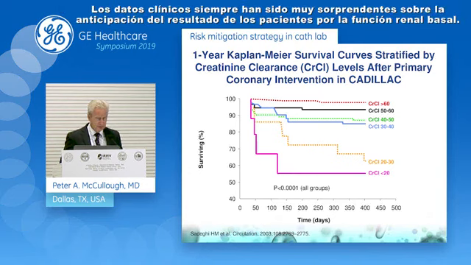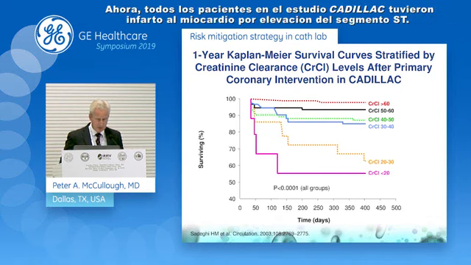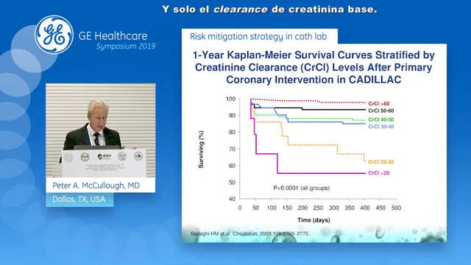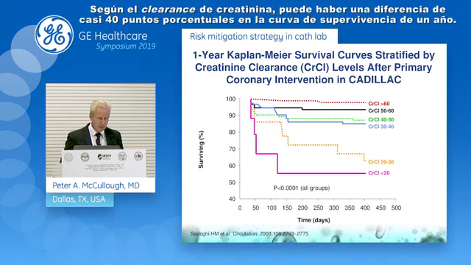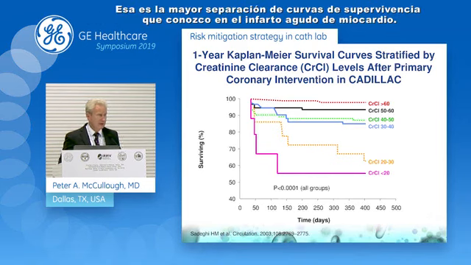The clinical data have always been very impressive about baseline renal function predicting outcomes. Now, all of these patients in the Cadillac trial had ST segment elevation myocardial infarction, and this is just the baseline creatinine clearance. But the point is that creatinine clearance could separate by nearly 40 points on a one-year survival curve. That's the greatest separation of survival curves that I'm aware of in acute MI.